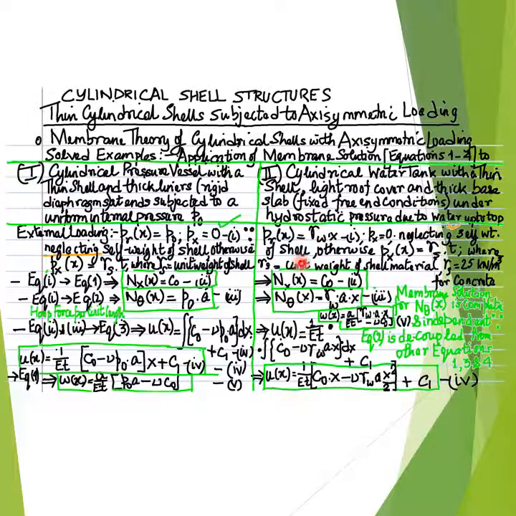However, in the other case where the self weight of the thin cylindrical shell cannot be neglected or is to be considered, the external longitudinal or external axial load Px will be given by the unit weight of the shell material, gamma s, times the thickness t of the thin cylindrical shell, where the unit weight of the shell material in case of concrete will be gamma s equal to 25 kN per meter cube, for example.